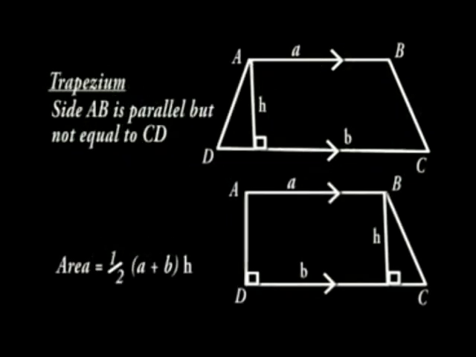Trapezium. For the trapezium below, side AB is parallel but not equal to CD. Area is obtained by half into bracket A plus B times height.